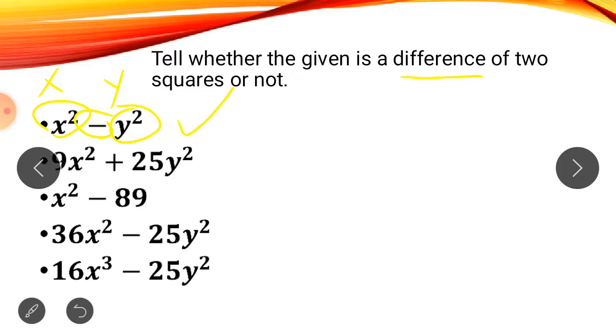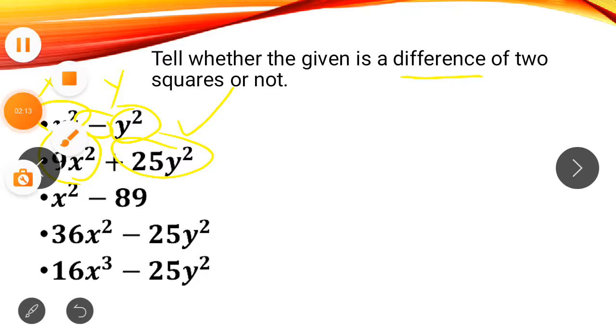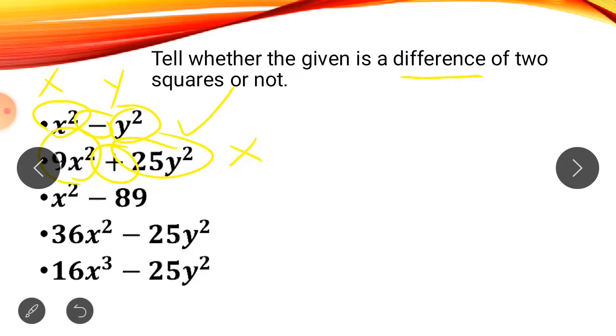Number 2, 9x squared plus 25y squared. Okay, so the first term has a square root because the square root of 9 is 3, square root of x squared is x. The last term, square root of 25 is 5, square root of y squared is y. But the sign in the middle is plus, so therefore this is not a difference of two squares, because in order to have a difference of two squares, the middle sign must be minus.